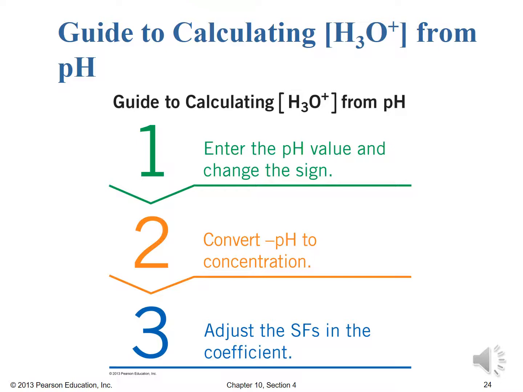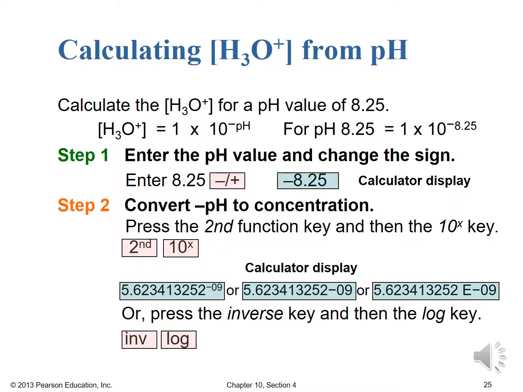So that's our guide. Let's see how it works out with the sample problem. Here in our sample problem, we're asked to calculate the H3O plus concentration for a solution with a pH value of 8.25. So H3O plus concentration equals 1 times 10 to the negative pH. For a pH of 8.25, we're looking at an H3O plus concentration of 1 times 10 to the negative 8.25 power.